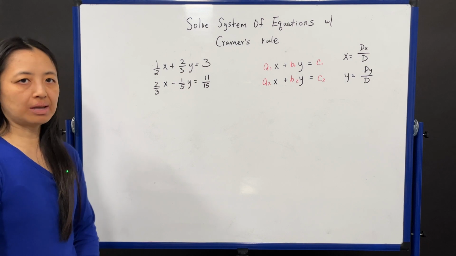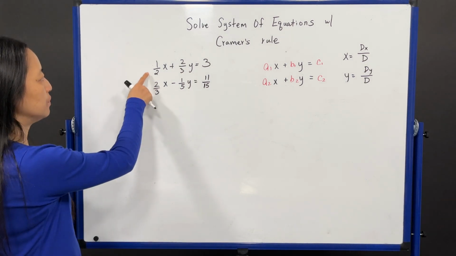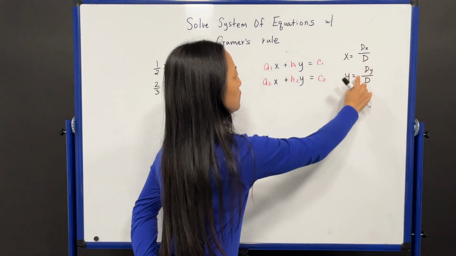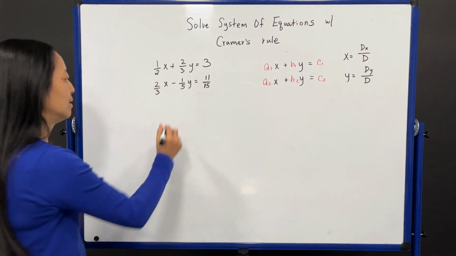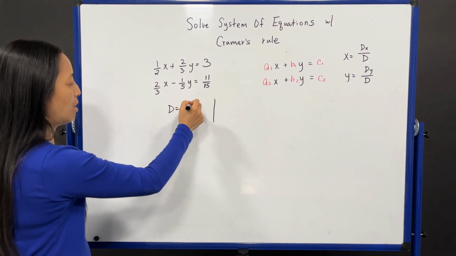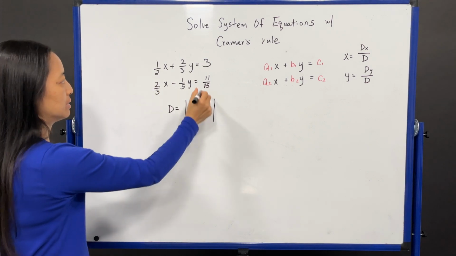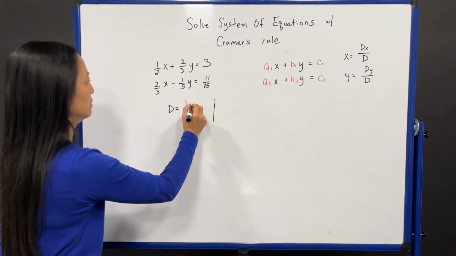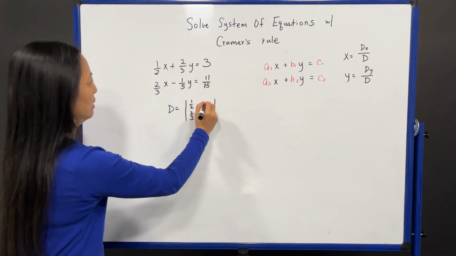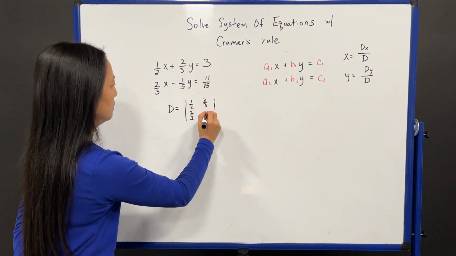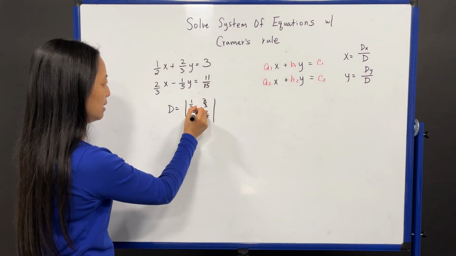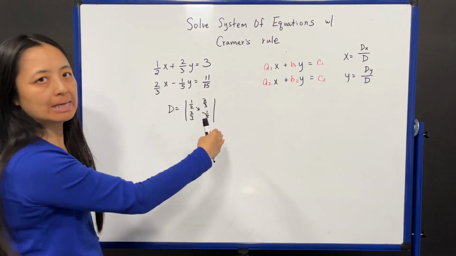Let's take a look at another example. This time, our coefficients are a little trickier. So once again, we're going to find what each of these variables are equal to. Our determinant is going to be, once again, a matrix. Our first column is going to be the x coefficients, and our second column is going to be the y coefficients. So you have 1/2, 2/3, and then 2/3, negative 1 over 5. And once again, remember, we take the first number and multiply diagonally.